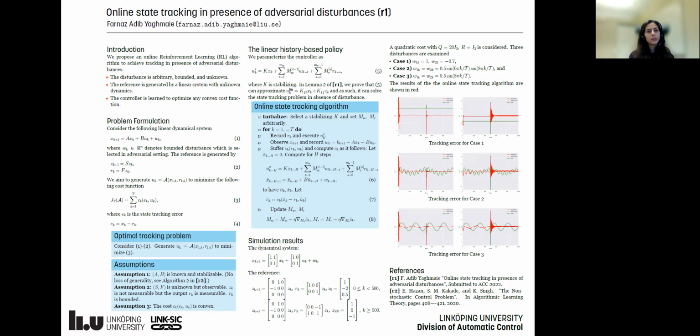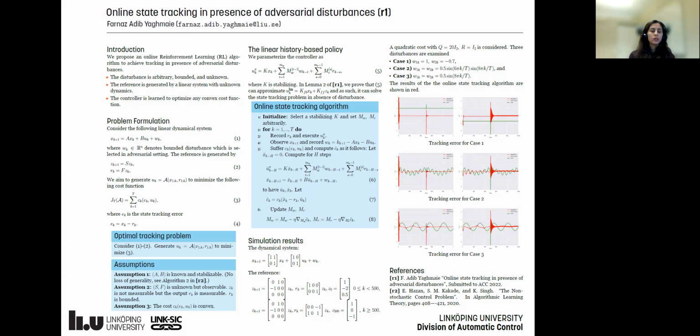What we consider here is the classical state tracking problem in control with the following specifications. Firstly, we consider linear dynamical systems where we know the dynamics A and B, but we assume that this dynamical system is subject to adversarial disturbance. By adversarial disturbance, we mean bounded, unknown, and arbitrary disturbances.